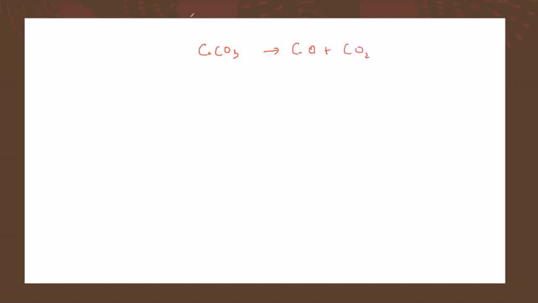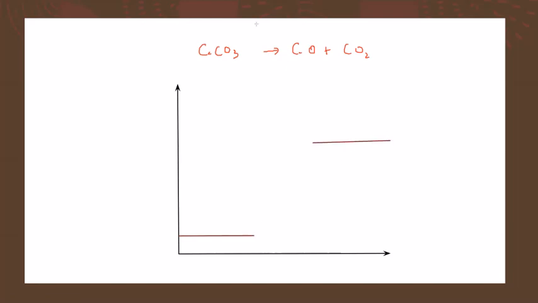So in endothermic reactions, reactants have low energy and the product has a high energy. And what happens during this reaction: you have calcium carbonate and you have calcium oxide plus carbon dioxide. The minimum possible energy required to start this reaction is called the activation energy.